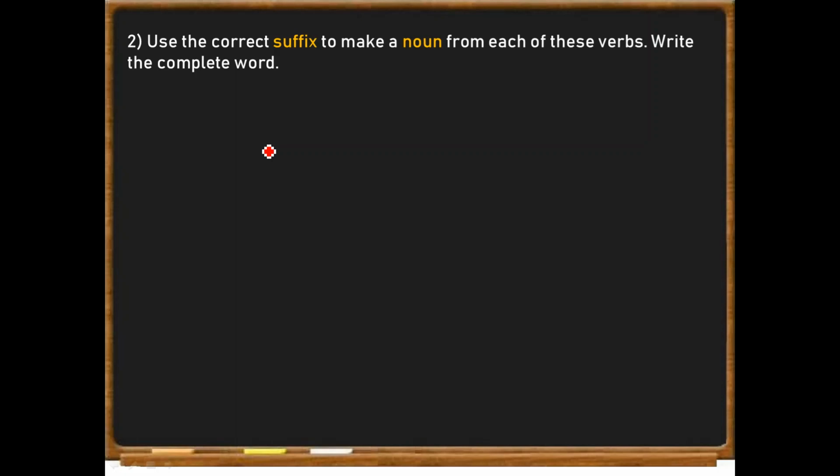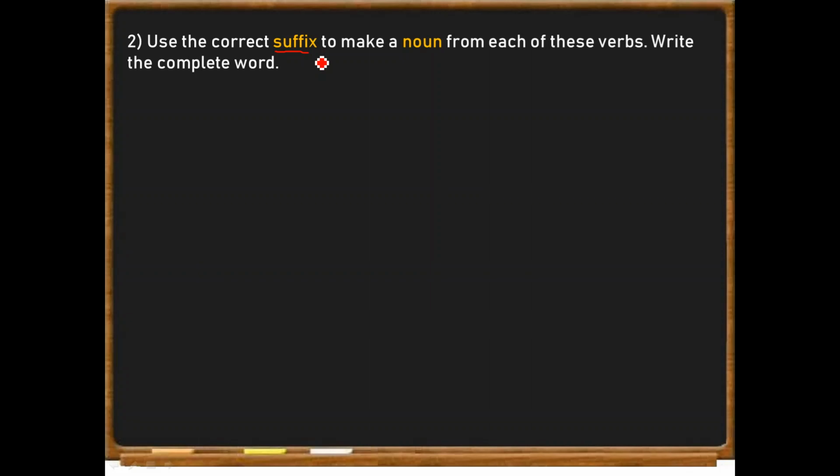Write the complete word. Now, a suffix, for those who have been with me for several years now, we know that a suffix is a part of a word. هو مقطع من الحروف letters not words مقطع من الحروف يضاف في نهاية الكلمة. Okay, and it helps me to change the verbs to nouns. يساعد في تغيير الأفعال إلى أسماء.